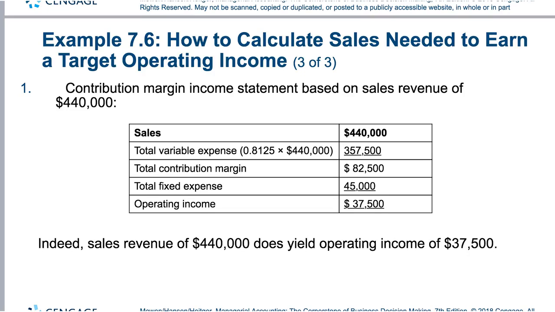And so, just like before, here is our contribution margin income statement based on our sales revenue, 440. Our variable expenses is going to be our variable expense margin or variable cost margin of 81.25%, which gives us our variable expenses of 357.5. Our contribution margin is 82.5, fixed expense 45, and that gives us our operating income of 37.5.